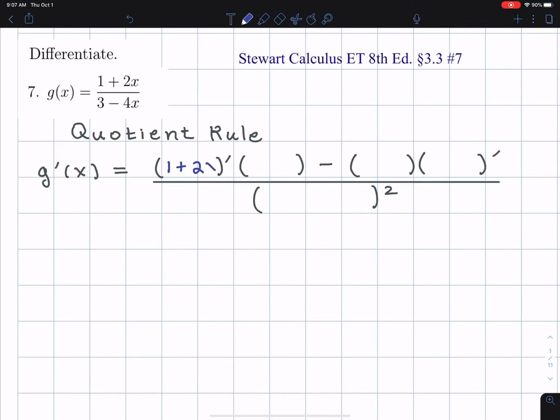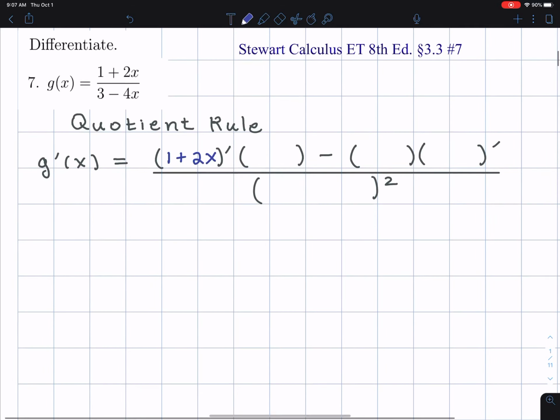So I put the numerator in and I find the derivative. I multiply by the denominator. Then I subtract the numerator multiplied by the derivative of the denominator. It's hard for me to say all that, so I hope I said it the right way. Pretty sure I wrote it correctly. We put the whole thing over the denominator squared of the original function.